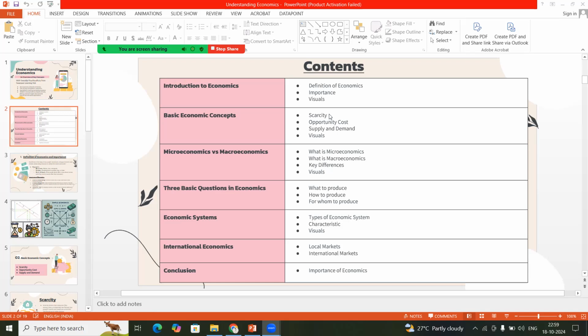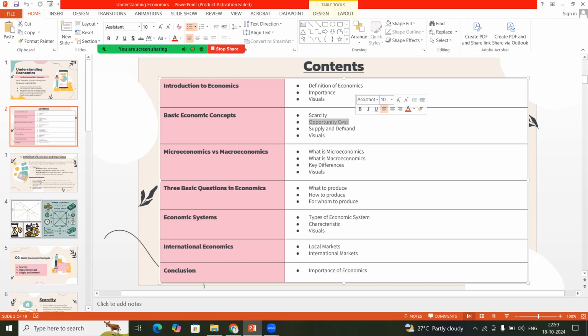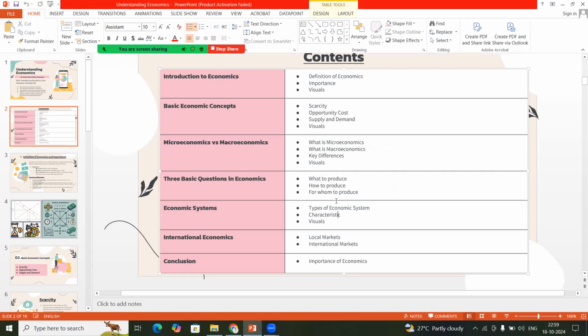As you see in this class today, we will first see the basic concepts like what is scarcity, opportunity cost, supply and demand, microeconomics, macroeconomics, and the three basic questions in economics: what to produce, how to produce, and for whom to produce. Then economic systems, like types of economic systems and their characteristics, international economics, like local markets, and at the end, we will learn the conclusion.